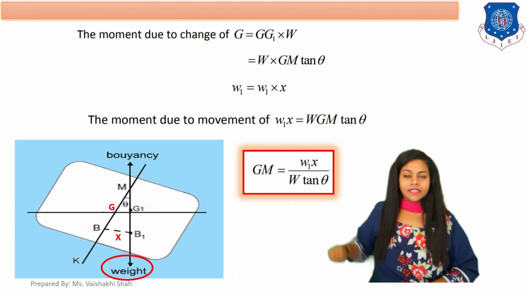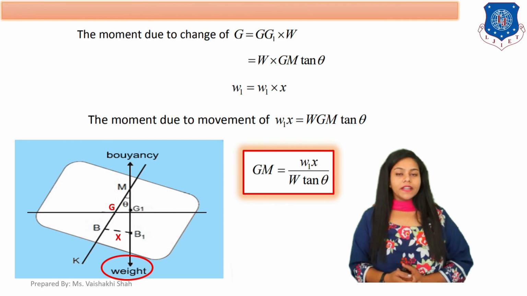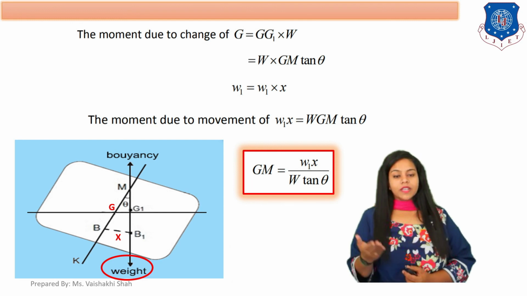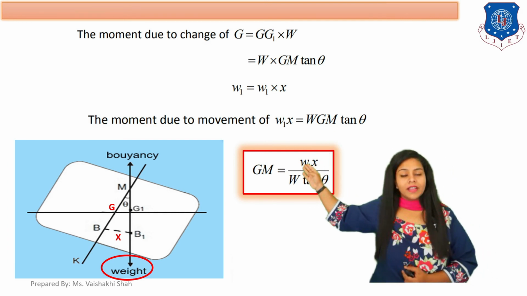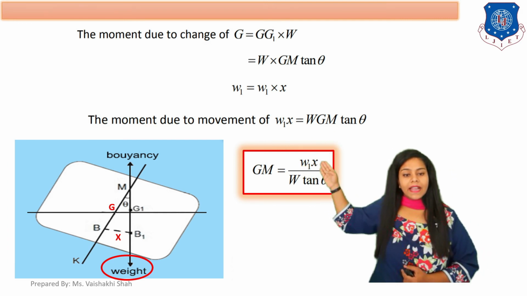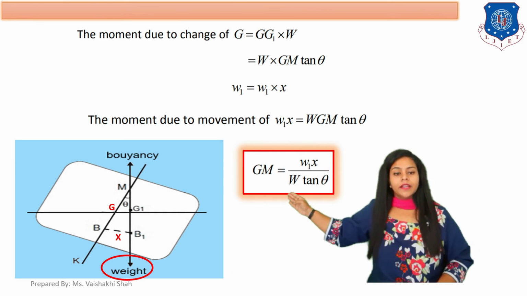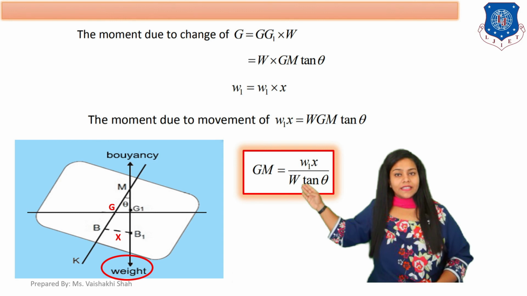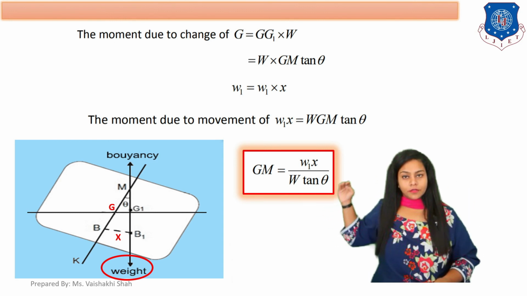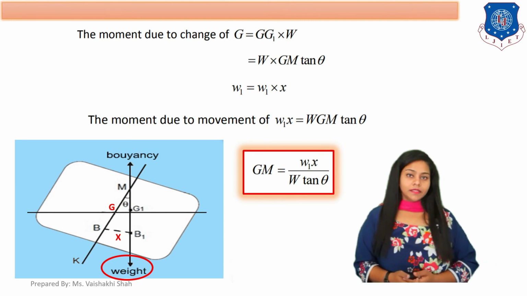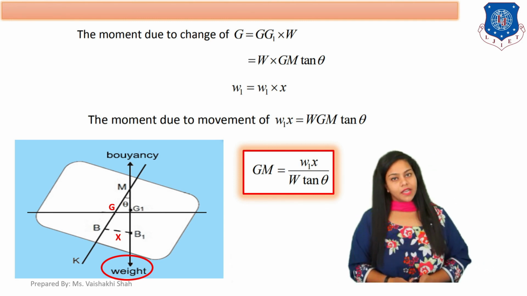As you can see in the diagram, GM is your metacentric height, and you can find it by using this equation. Here W1 is the additional weight, x is the distance of the weight from the normal axis, and capital W is the weight acting in the downward direction, multiplied by tan theta. So this equation is the experimental method to determine the metacentric height.